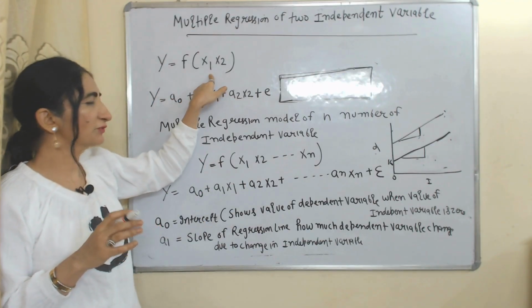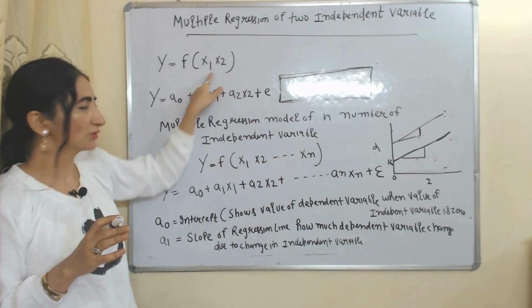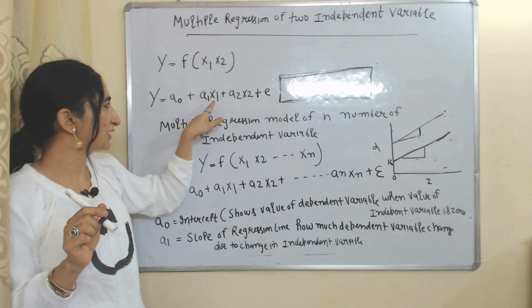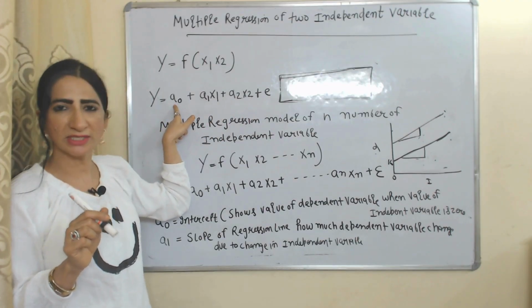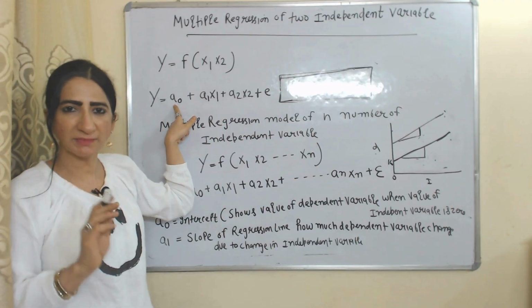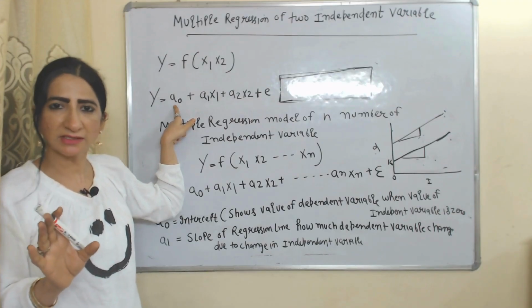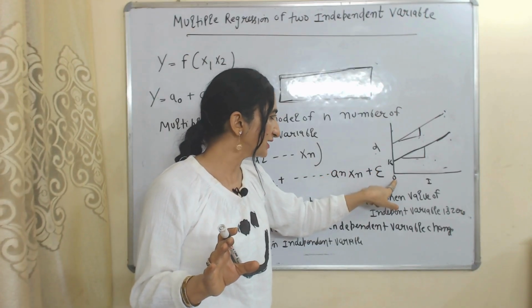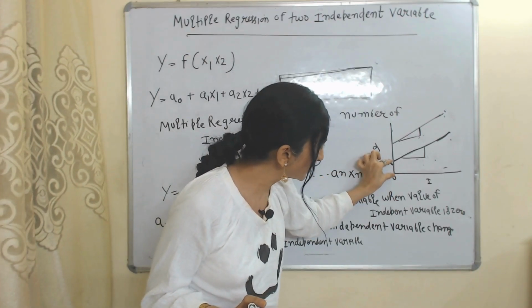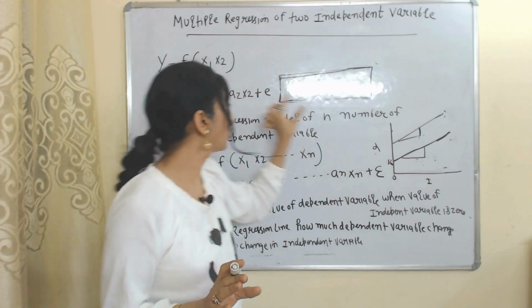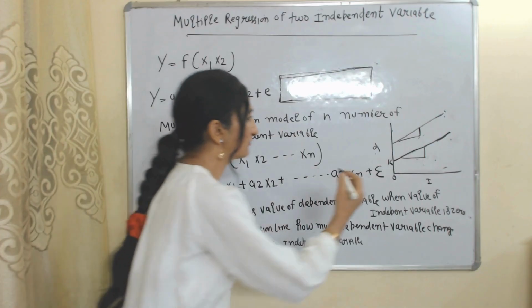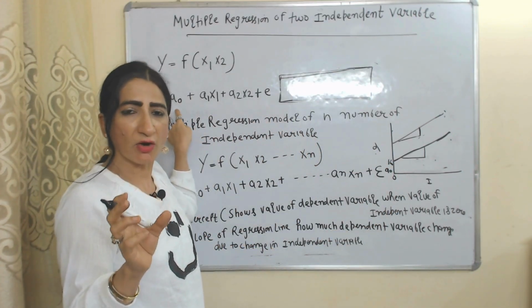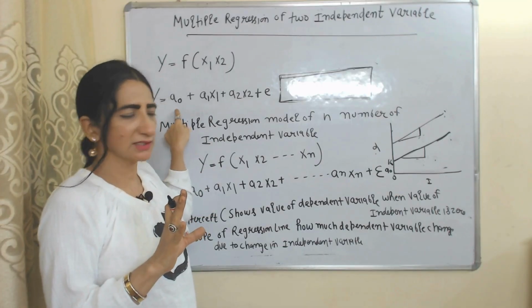Here y is a function of two independent variables, x1 and x2. This is our equation. Here y is the dependent variable and we have two independent variables, x1 and x2. A0 is the intercept, which shows the value of the dependent variable when the independent variable is 0. On the x-axis we have the independent variable, on the y-axis the dependent variable. When the independent variable is 0, the value of the dependent variable is OK. This OK will be called the intercept, our A0, because A0 shows the value of the dependent variable when the independent variable is 0.